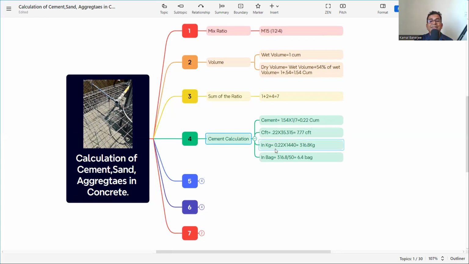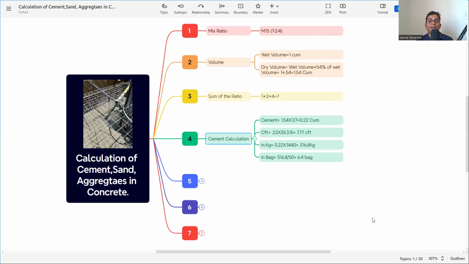Now, in order to get the kg, how can we convert it into kg? The density of the cement is 1440 kg per cubic meter. So in kg, 0.22 into 1440 is equal to 316.8 kg. So for 1 cubic meter of concrete of M15, we need 316.8 kg. Now, if you want to convert into bags, we know that 1 bag of cement is equal to 50 kg of cement. So in bags, 316.8 divided by 50 is equal to 6.4 bags.